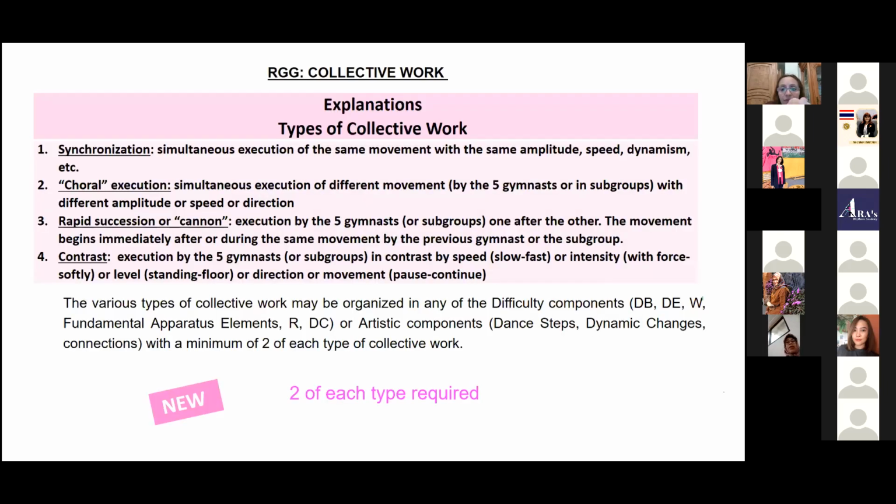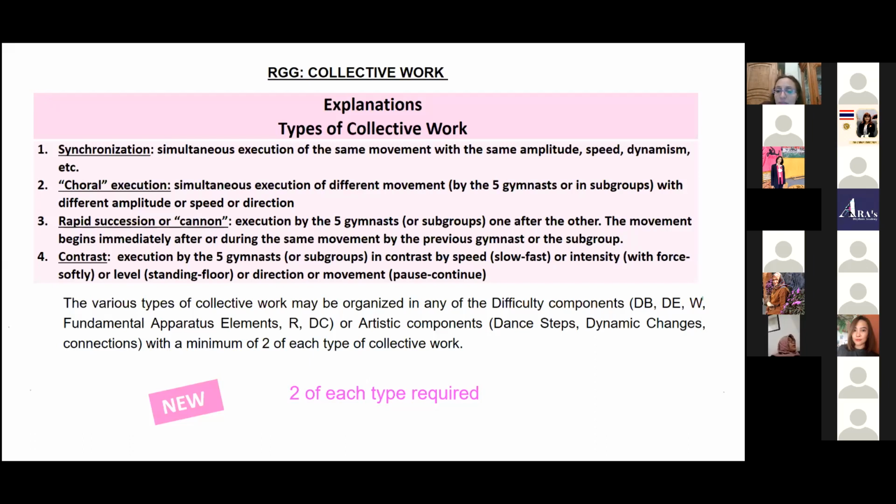For groups, we have the types of collective work. We have the synchronization, which is simultaneous execution together. We have the choral, a simultaneous execution together of different movement by 5 gymnasts or in subgroups with different amplitude or speed or direction. We have rapid succession, after each other or canon, one after the other. Contrast is when they are doing different things. So we have these various types of collective work.